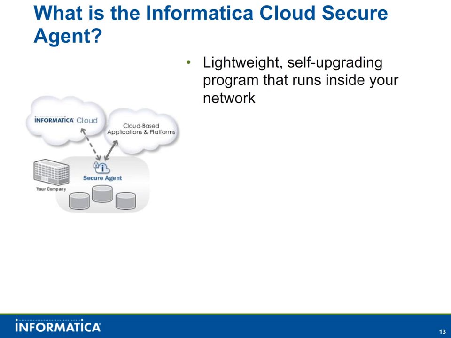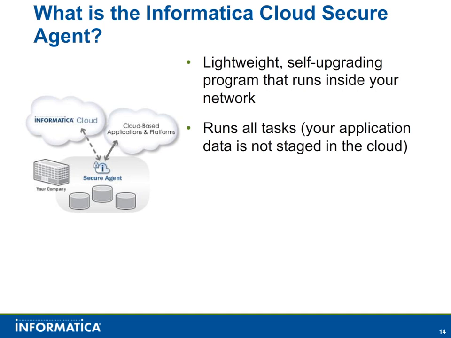In addition to the Informatica Cloud application and repository, there is a local component called the Informatica Secure Agent. The Informatica Secure Agent is a lightweight, self-upgrading program that runs on a machine inside your network. The agent runs all tasks locally, meaning that the agent is the engine responsible for moving data between a source and a target. All data resides behind the corporate firewall until it is transmitted securely to the target. Data transfer happens directly from source system to target system. Therefore, data is never staged in Informatica Cloud.